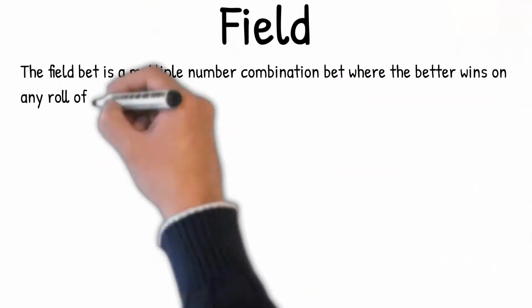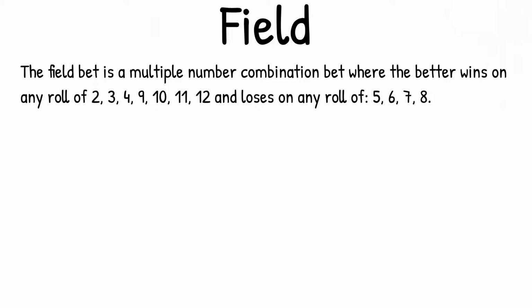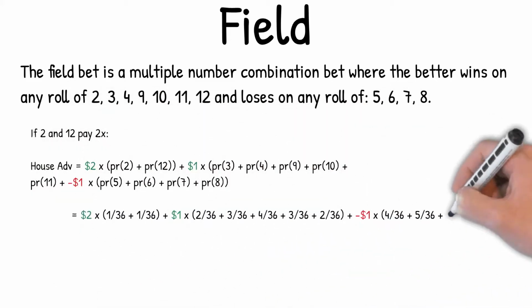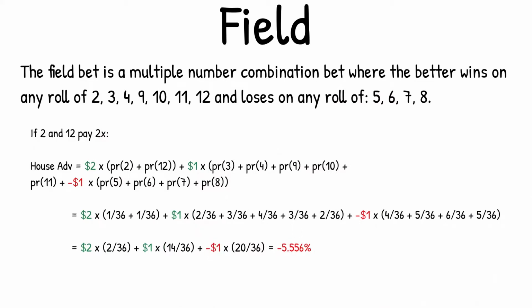Field. The field is a multiple number combination bet where the bettor wins on any roll of 2, 3, 4, 9, 10, 11, or 12, and loses on any roll of 5, 6, 7, or 8. If 2 and 12 pay 2x, house advantage equals $2 times the probability of 2 plus the probability of 12, plus $1 times the probability of 3 plus the probability of 4 plus the probability of 9 plus the probability of 10 plus the probability of 11, plus minus $1 loss times the probability of 5 plus the probability of 6 plus the probability of 7 plus the probability of 8.